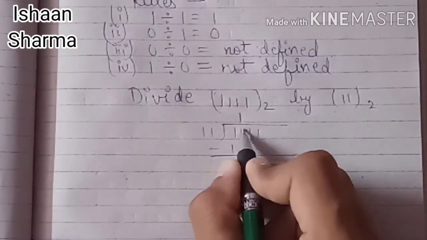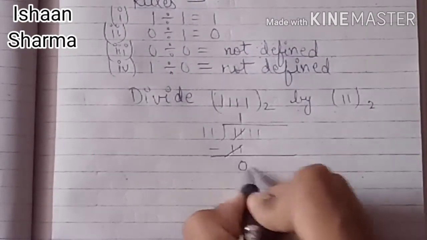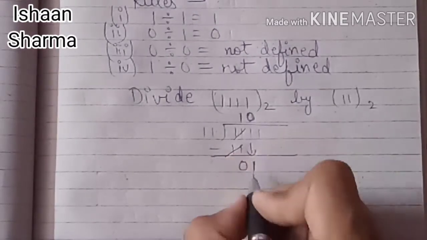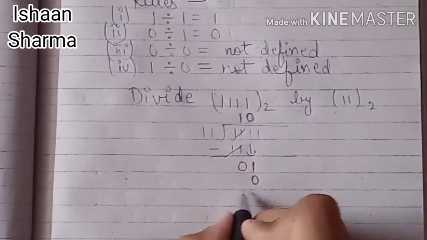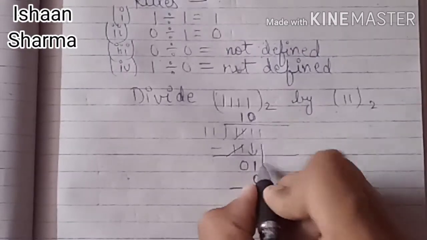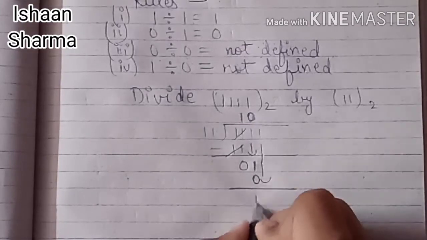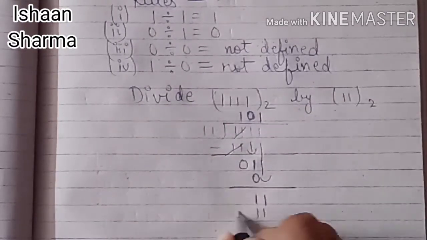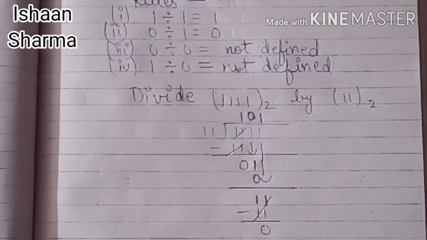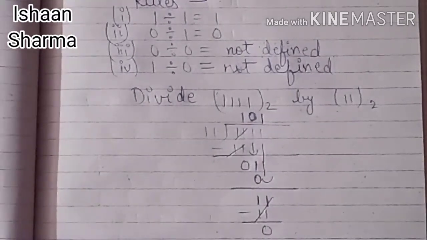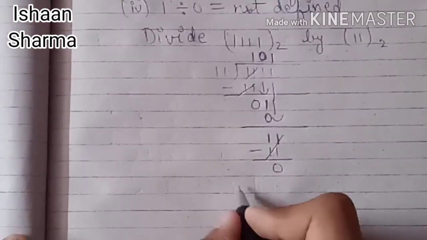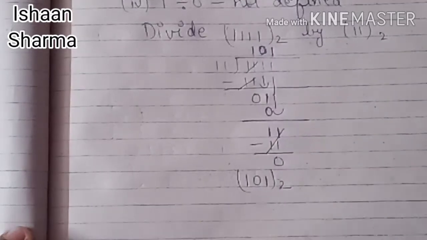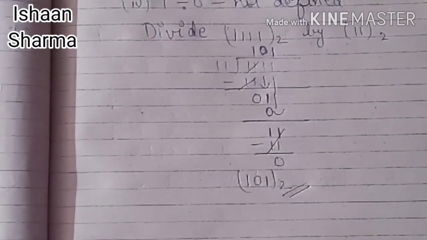So plus and minus cancel out. What will remain? 0. So here 1 comes down. Now 1 1 is not divisible by 1, so we put 0 in the quotient, and there also 0. Now 1 remains and the other 1 comes down, so 1 times 1 1 is again 1 1, so plus and minus becomes 0. So when we divide 1 1 0 1 1 by 1 1, we get 1 0 1 (base 2), and that's the answer.